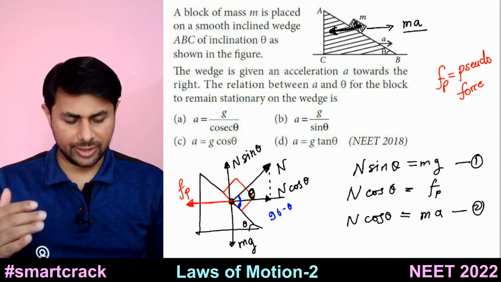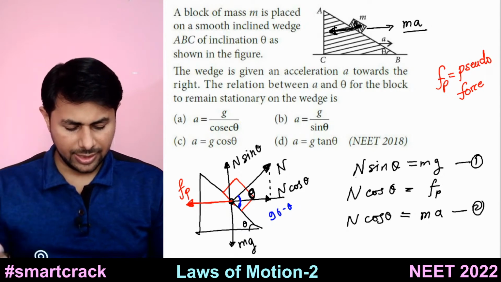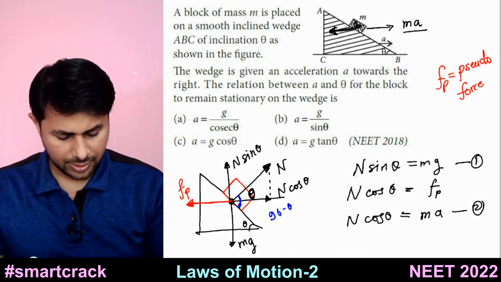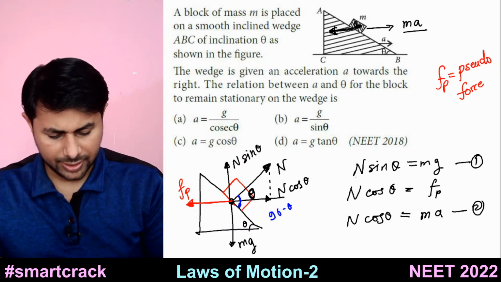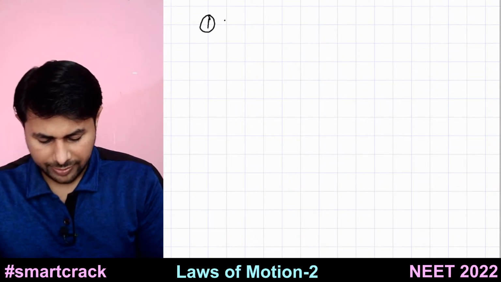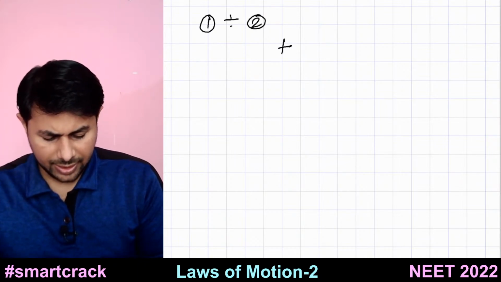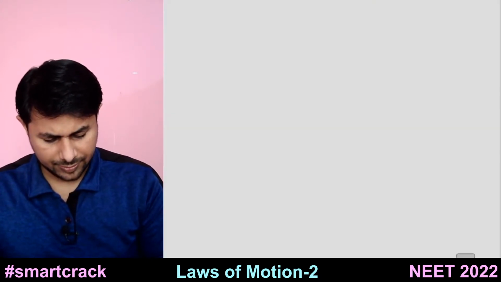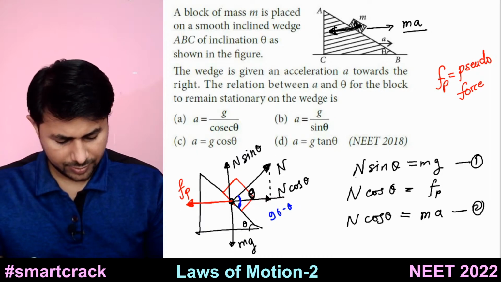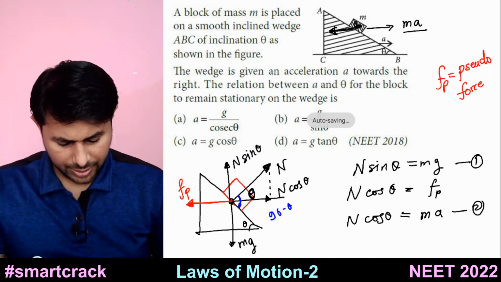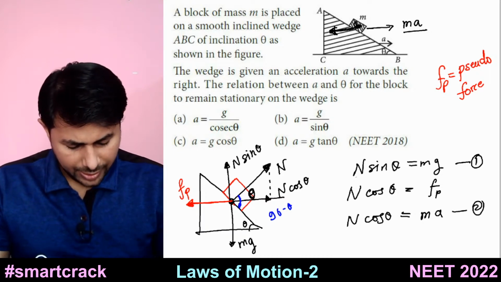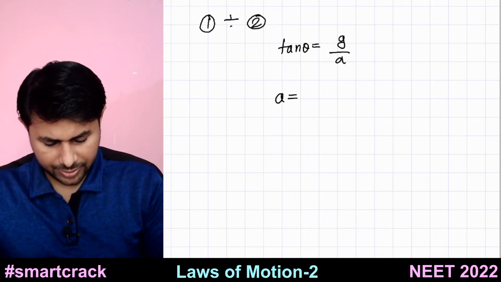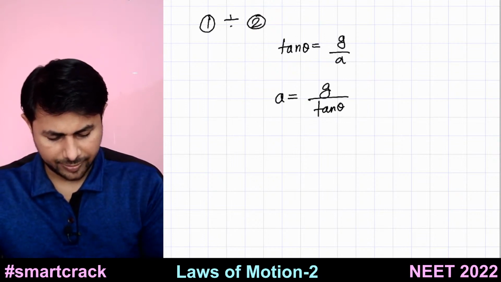Now if you divide these two, this is 1, this is 2. If we divide first by second, what do you get? m gets cancelled, N gets cancelled. So g upon a is sin theta upon cos theta, tan theta. So 1 divided by 2 gives me tan theta equals g divided by a. So a is equal to g divided by tan theta.